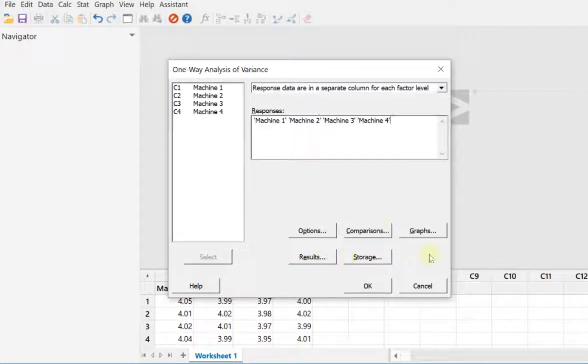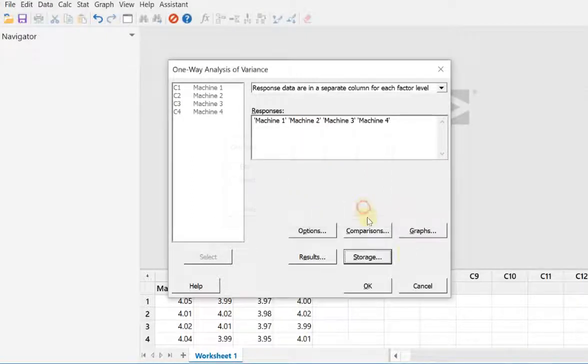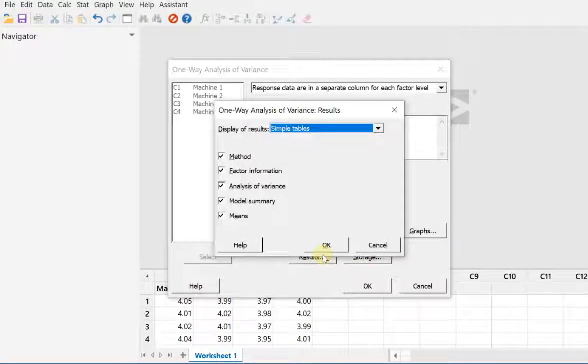Now, some of these fields may be filled already. Hopefully it's not, but let me check this out. Okay, first, what is this stuff here? The storage here. If you want, you can store fits and residuals. We don't want to do that. Cancel. The results: just keep everything checked here. And the display of results, you can do expanded tables or simple tables. I'm just going to keep everything default here, okay?